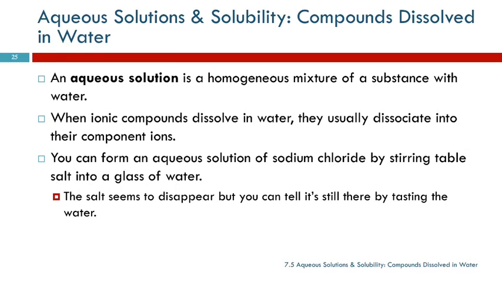So I told you that AQ is a symbol for an aqueous solution. I need to talk a little bit about what that is. An aqueous solution is a homogeneous mixture of some substance with water. Oftentimes this is an ionic compound. When ionic compounds dissolve in water, they usually separate or dissociate into their component ions. So you can form an aqueous solution of sodium chloride by stirring some table salt into a glass of water.